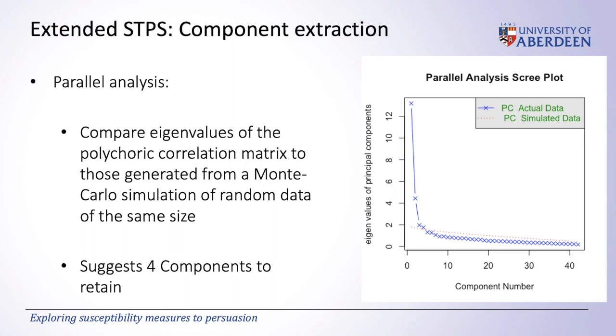Following our assumption tests, we first used parallel analysis to discover how many components to extract. Very briefly, this will compare eigenvalues of the correlation matrix to those generated from a Monte Carlo simulation of random data of the same size. Results of this analysis suggested 4 components to retain.